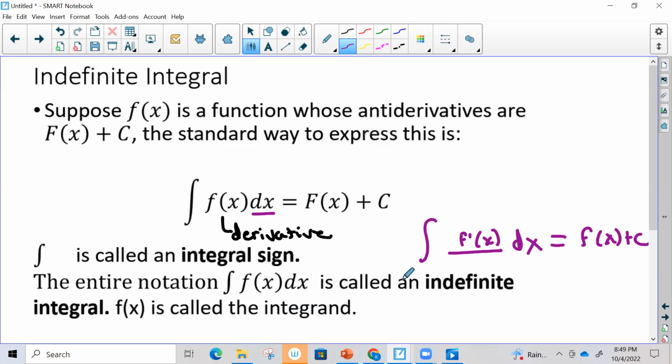So it is called the indefinite integral. The f of x, your derivative, is called the integrand. And from now on, we are going to use this notation.